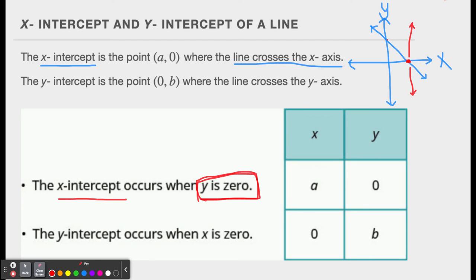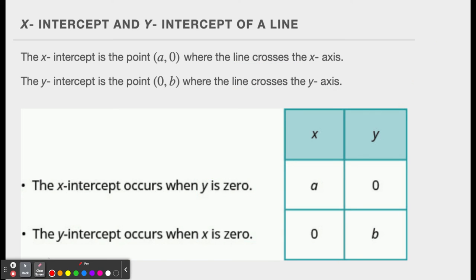On the other hand, my y-intercept occurs right here where my line crosses the y-axis. So where the line crosses the y-axis, that's my y-intercept. And I have not moved left or right along the x-axis. Instead, I'm just sitting on the y-axis where x is equal to 0. So when my y-intercept occurs, x is equal to 0. Very important: x-intercept occurs when y is 0. Y-intercept occurs when x is 0.